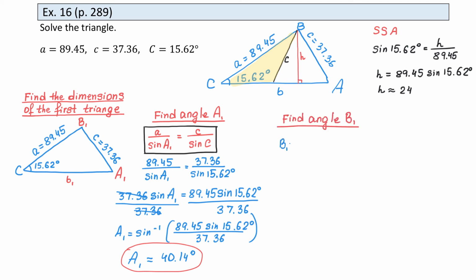B sub 1 equals 180 degrees minus the sum of 15.62 degrees and 40.14 degrees. Then angle B sub 1 equals 124.24 degrees. Now, once we know angle B sub 1, we can find side B sub 1. For this, we can use that C over sine of C equals B over sine of B. But if we wanted, we could use A and sine of A, because at this point we know both side A and angle A sub 1.